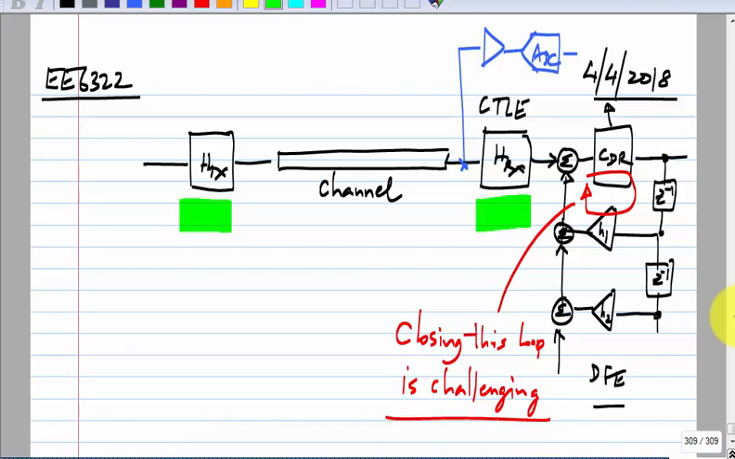If you have a filter and you want it to do something, we'll define what that is. In our case, we want it to open the eye. We'll see how to do the adaptation, how to automatically update the tap value so that it goes to the right value. We cannot assume that we know the channel input response exactly. Any questions so far?